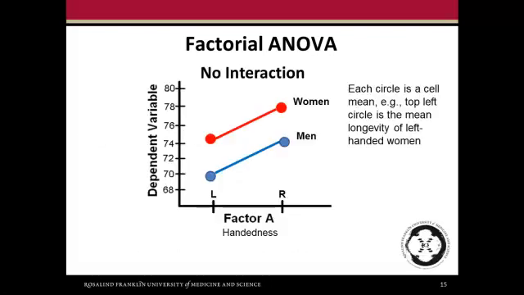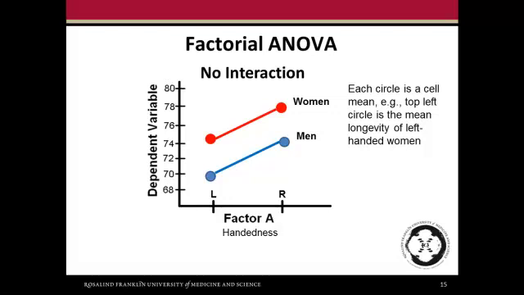Here we have some data. Factor A is handedness, and that's on our x-axis, and you can see left and right-handed, indicated by L and R. We have women in red, men in blue, and our dependent variable is their lifespan. So each circle is the mean. And then we're just connecting these with lines so that we can see the patterns.